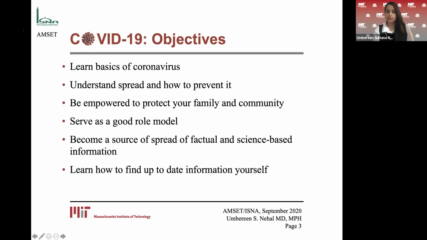So the reason I'm doing this as a slide presentation, and the reason I'm going to show you some videos from HHS or Health and Human Services, as well as the CDC, is so that you can yourself go directly to the source and get the information, because we should always be empowered with knowledge.